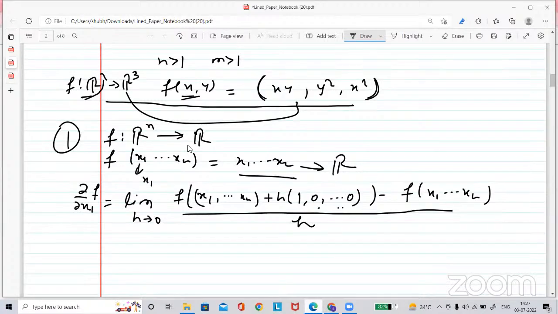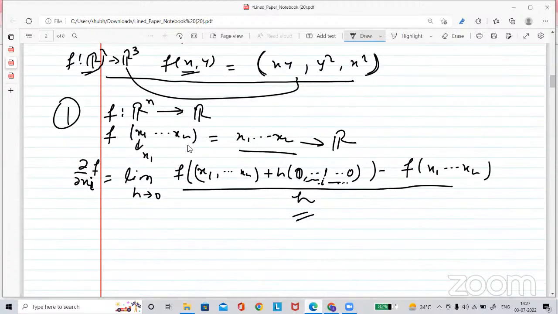If we take the partial derivative with respect to the ith variable, it is going to be like this: f of x1 to xn plus h times a vector which is 0 everywhere except that at the ith place it is going to be 1. Now minus the value of the function at that point, upon h. So this is called the partial derivative with respect to the ith variable.